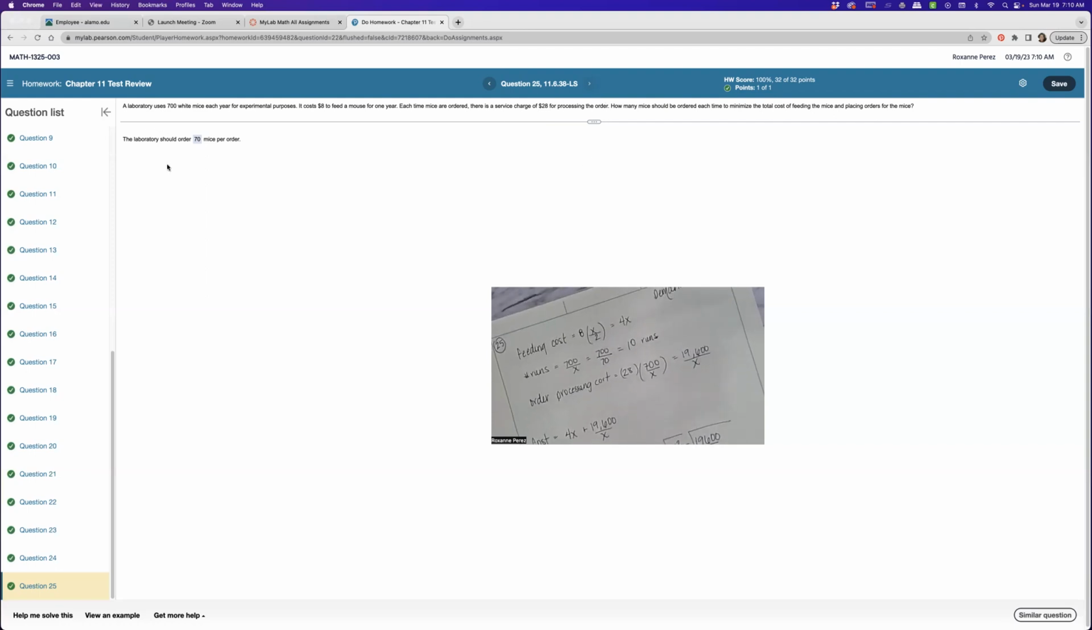But let's look at what this question is asking us. So question 25 is asking us how many mice should be ordered each time to minimize. So that's your x, your quantity. So 70 mice should be ordered, which would produce only 10 runs, and that would generate the minimized cost here. Not asking us for the minimized cost. This problem is not asking us for how many runs. It's asking us how many quantity we should be ordering.